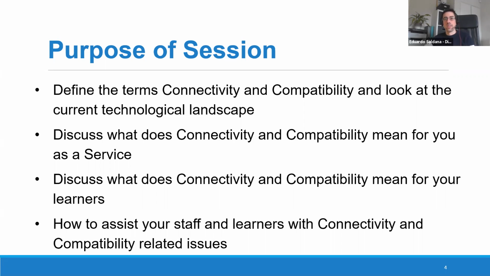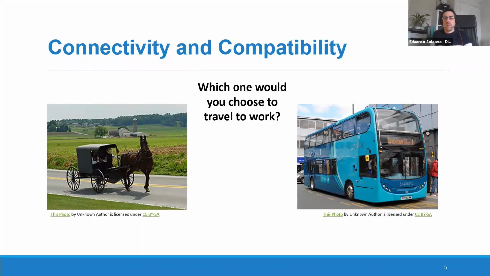So let's start. The first thing I want you to think about is, imagine, please do not think about the pandemic and traveling on a bus during the pandemic, because obviously that is advised against. Just think about traveling to work before or after the pandemic, and think which one would you choose to travel to work. Would you choose a horse-drawn carriage, or would you take a bus? Okay, I guess it depends. But if you want to get from point A to point B the fastest way possible, I would imagine that you would be taking the bus instead of the horse.